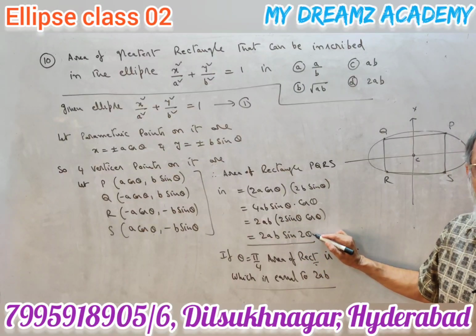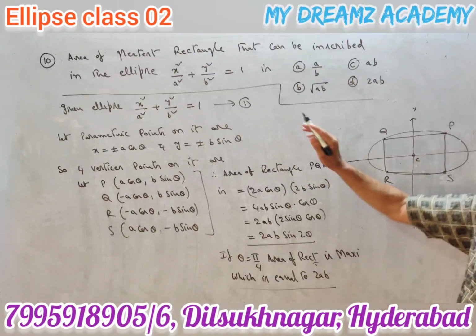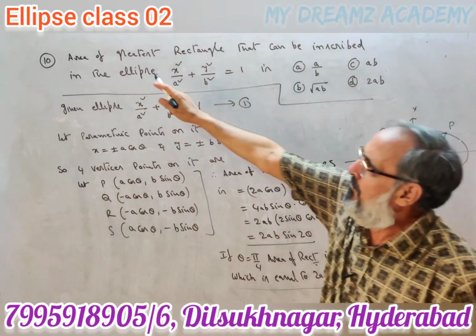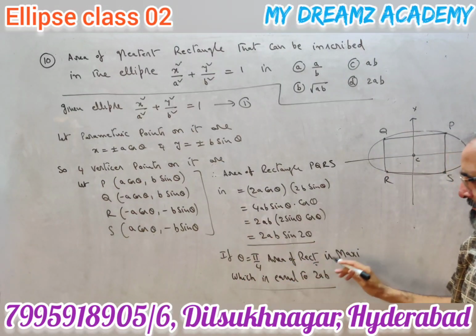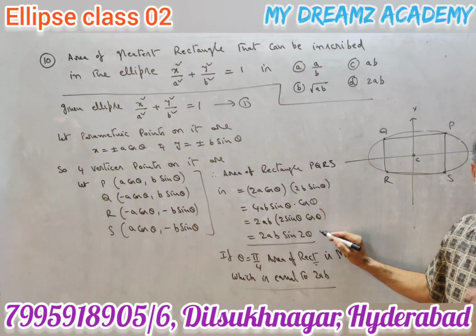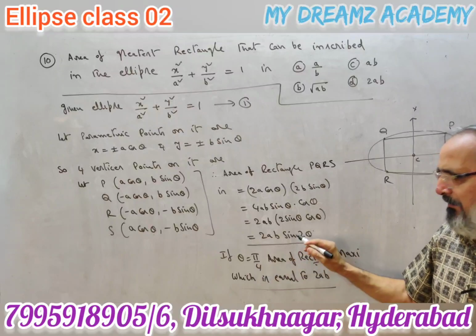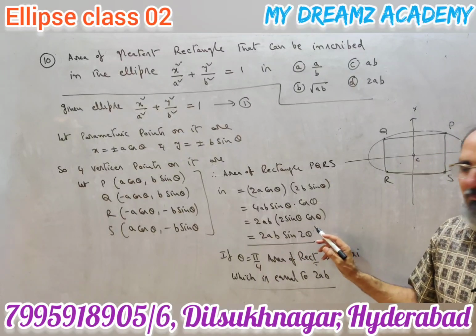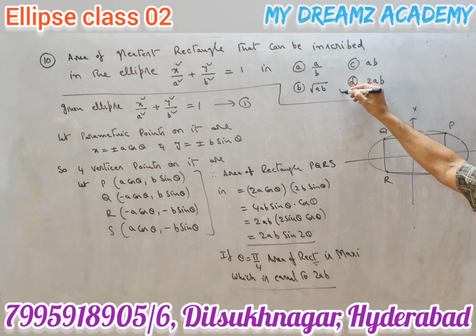Depending upon theta, the area will vary, because the question is very restricted as to what is the maximum or greatest. To obtain the area of the rectangle as maximum, this should be 1, because the maximum value of sin of anything is 1. So theta should be 45, sin 2 times 45 or sin 90 is 1, giving 2ab. So which option is matching? Option D is matching.